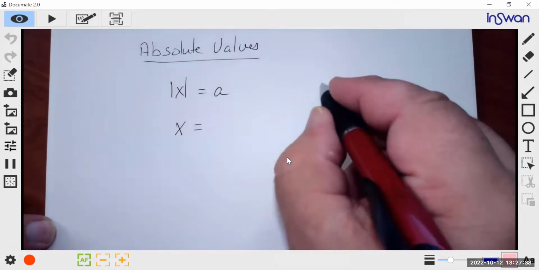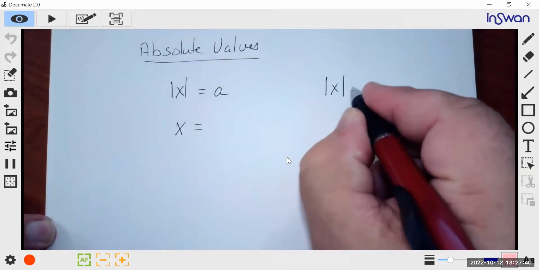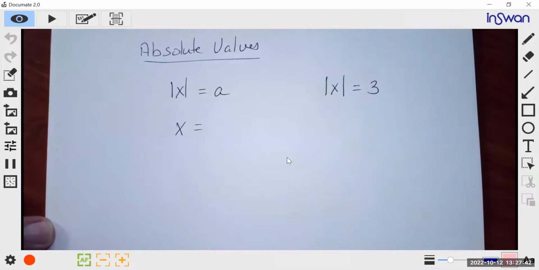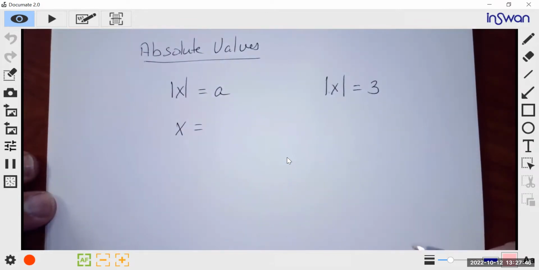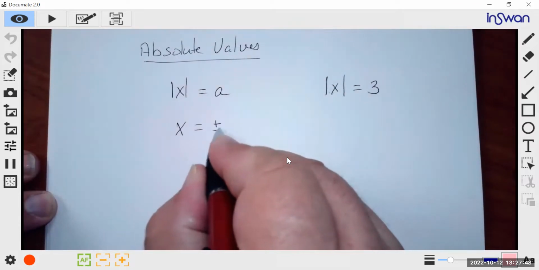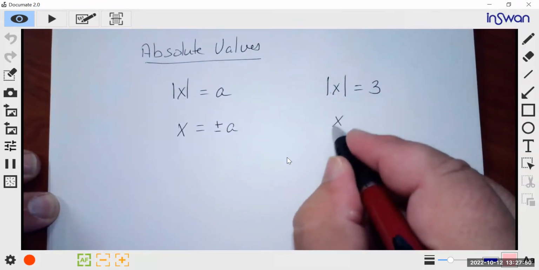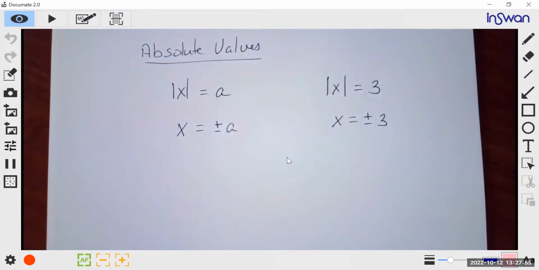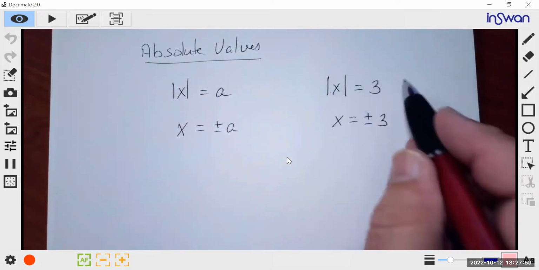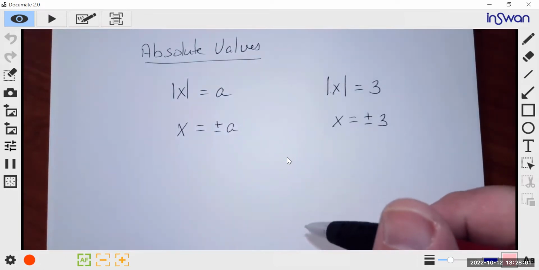In other words, if I gave you this, what can x be to make that a true answer? Right. So x can be a positive or a negative 3. Because if I put a negative 3, the absolute value is 3. If I put a positive 3 in there, it's 3.